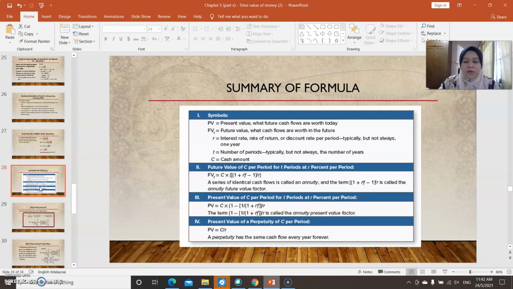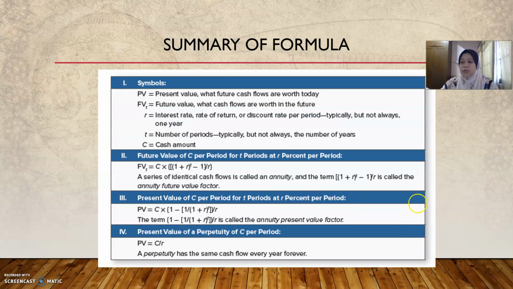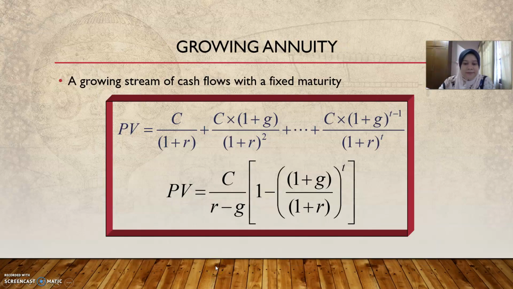The next slide is more towards the summary of formulas that you will use. This one will be the multiple cash flows. This one will be the future value of annuity, the present value of annuity, and also perpetuity. This is the summary of the formulas that we use for this slide.